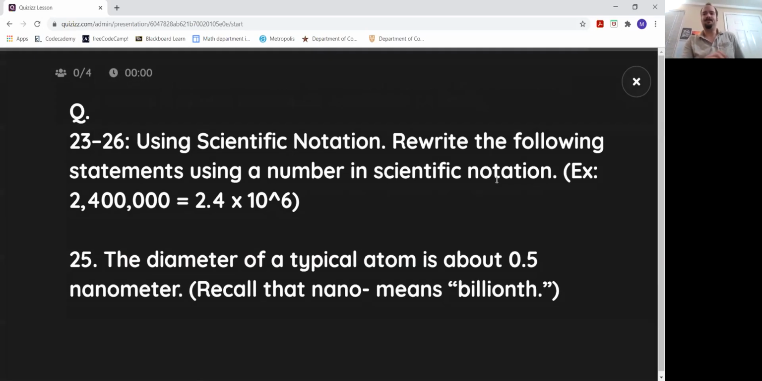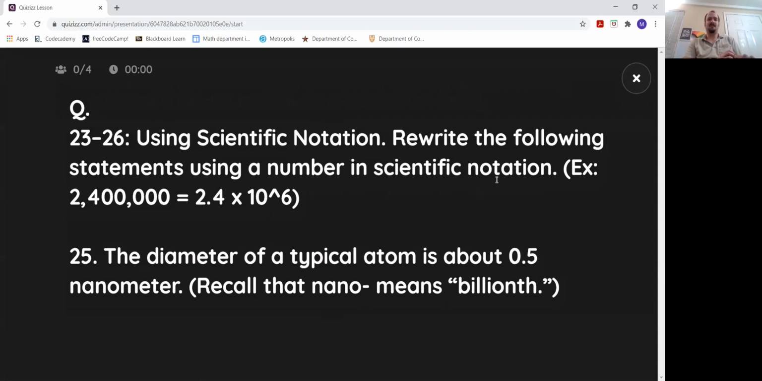Okay, so what is this question? Diameter of a typical atom is about 0.5. Okay, so they want us to write this in scientific notation. Let's go down more. Okay, that's it. Never mind. The diameter of a typical atom is about 0.5 nanometers. Recall that nano means billionth. Think about what billionth is.